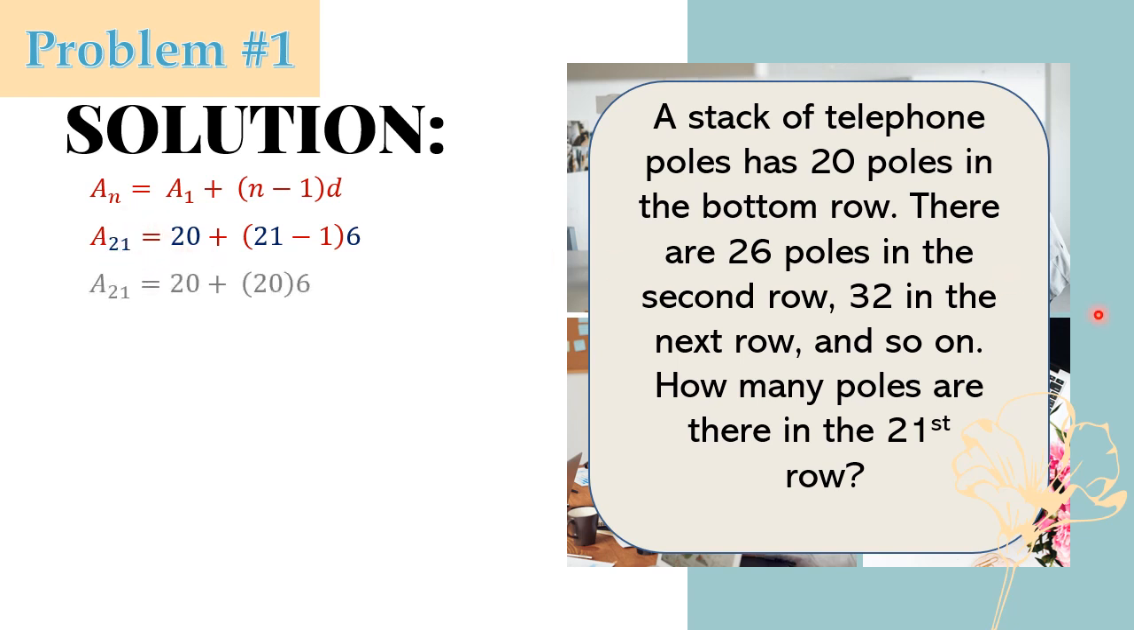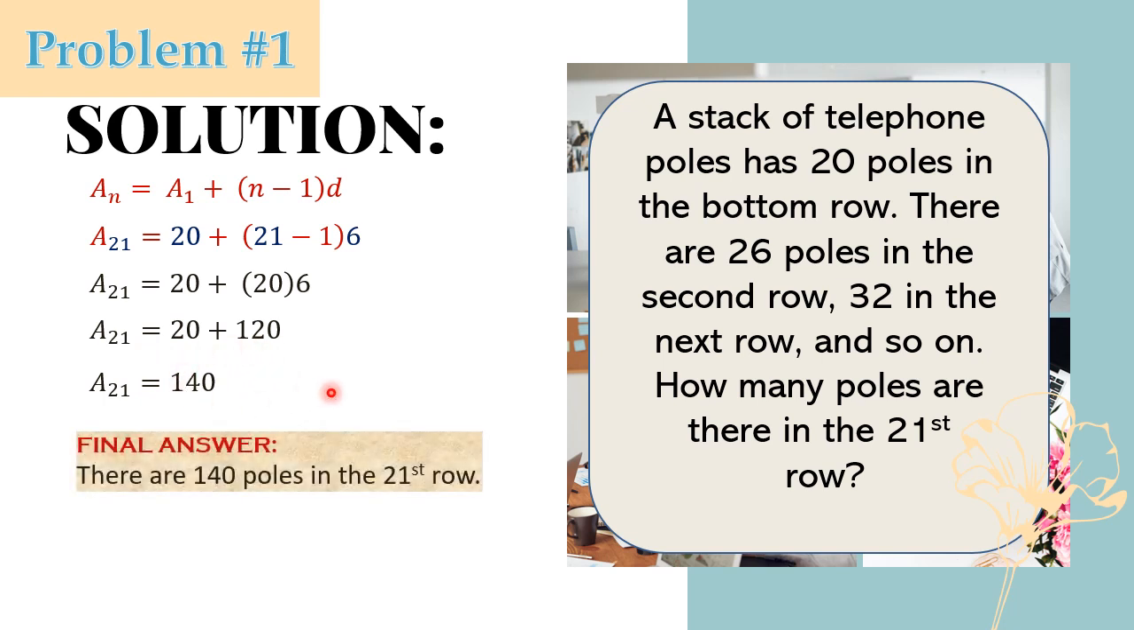Okay, moving on. Of course, let's simplify. Applying the PEMDAS, 21 minus 1, so it's 20. And then 20 times 6, it's 120. And lastly, you add it with the value of the first term, which is 20. And so your a sub 21 is 140. And actually, you're done already. So you may write your final answer in a statement or in sentence form. So there are 140 poles in the 21st row.